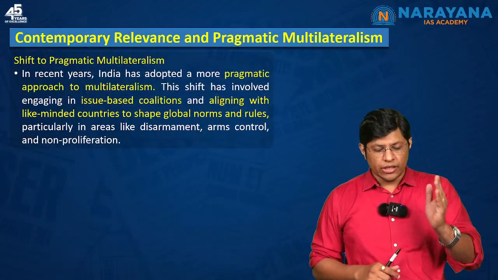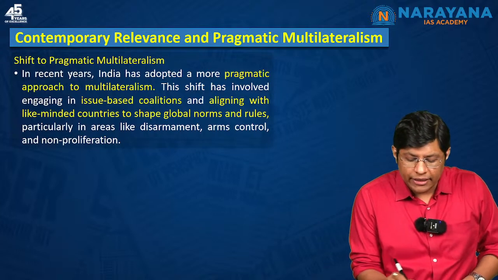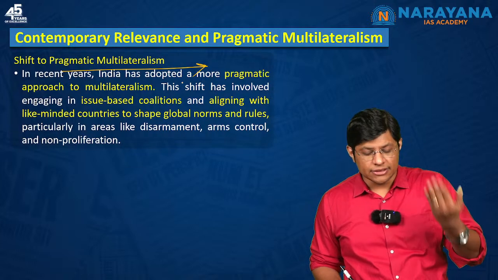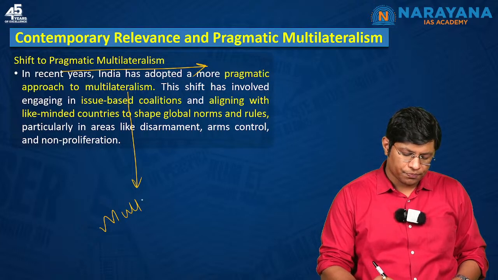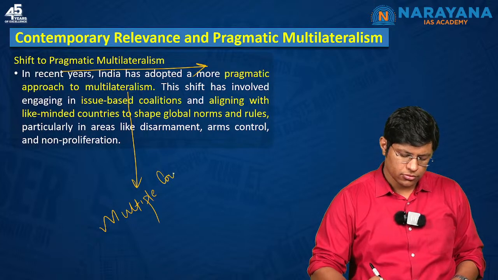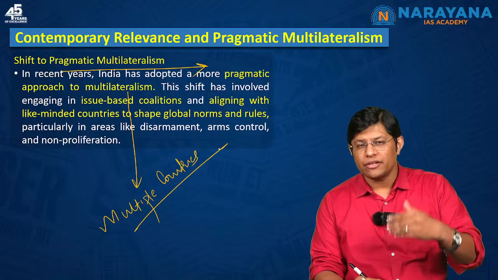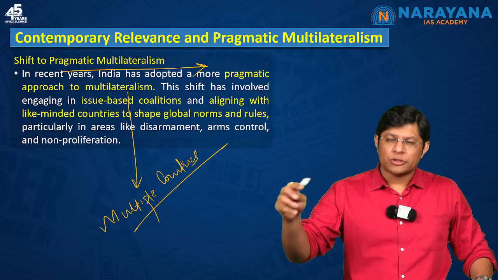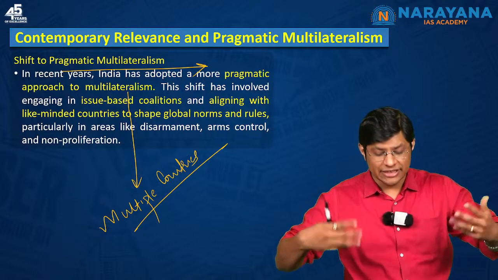Now here we understand how India's foreign policy shifted to pragmatic multilateralism. What is multilateralism? Multilateralism is when multiple countries come together to deal with a specific issue. For example, India, Japan, Australia, US have come together to prevent the growing Chinese hegemony.